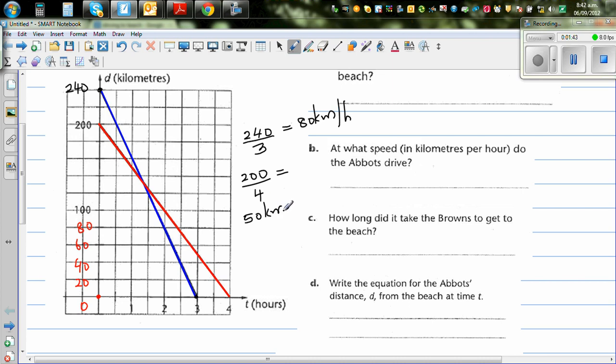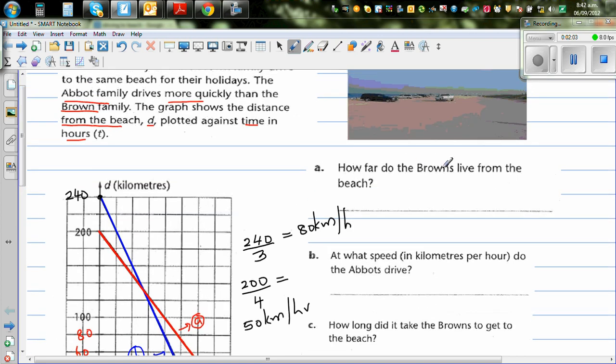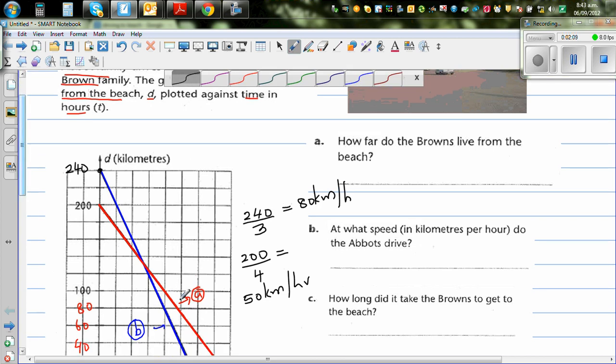So that's the speed, 50 kilometers per hour. So obviously this red one is for Abbott. So I will say this is A. This line is for A, that is Abbott's. And this blue line is for Brown's, B. So how far do Browns live? So let's answer this question. How far do Browns live from the beach? So B for Brown.